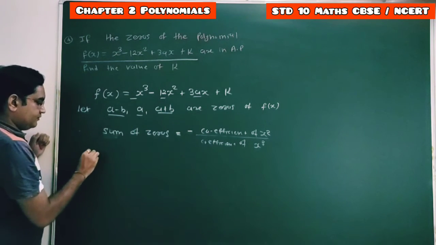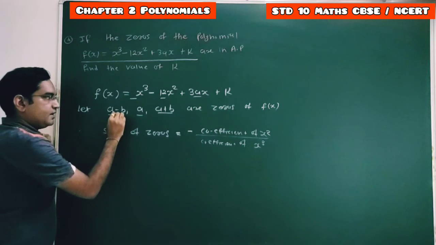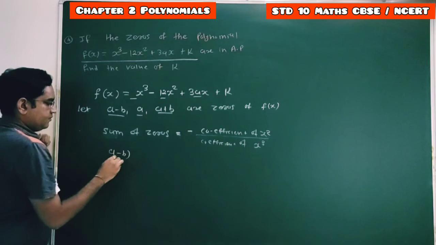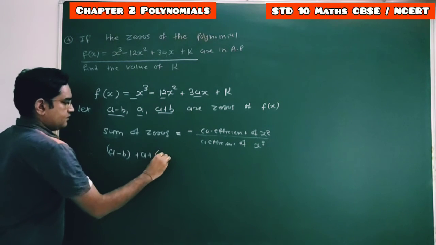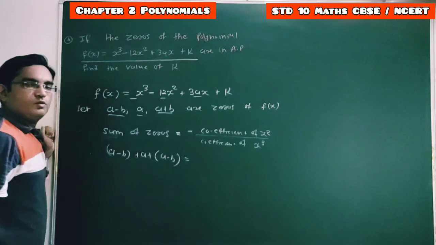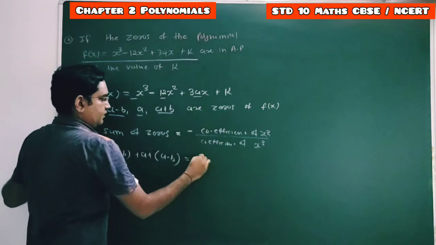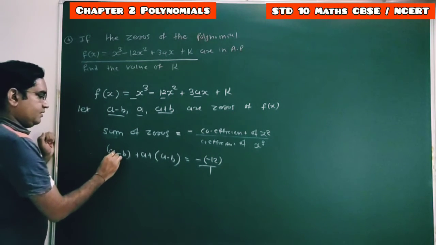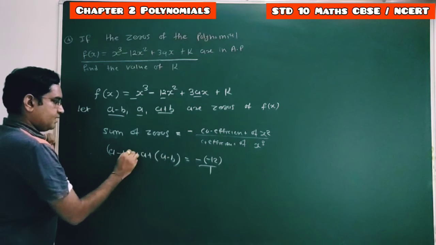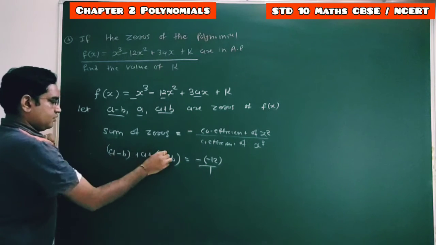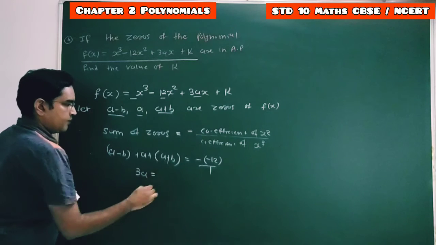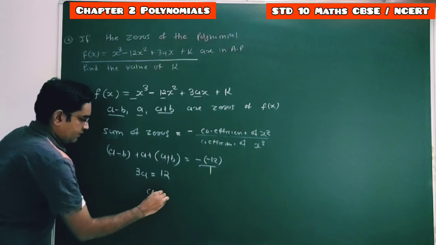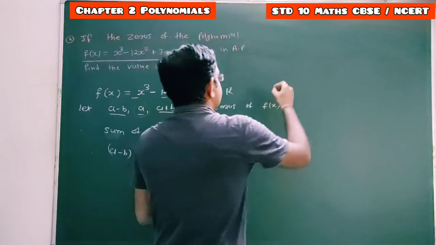Now what is the sum of zeros? Zeros are in AP, which are a minus b, a and a plus b. So their sum, a minus b plus a plus a plus b, is equal to minus of the coefficient of x square, so it is minus of minus 12 by 1. Here minus b and plus b will cancel. So we get 3a equal to 12. Therefore a is 4.